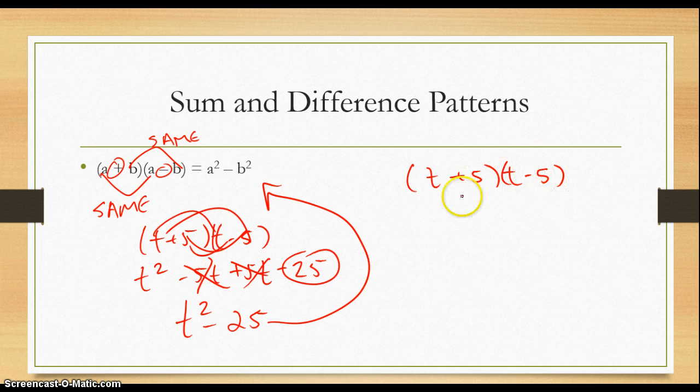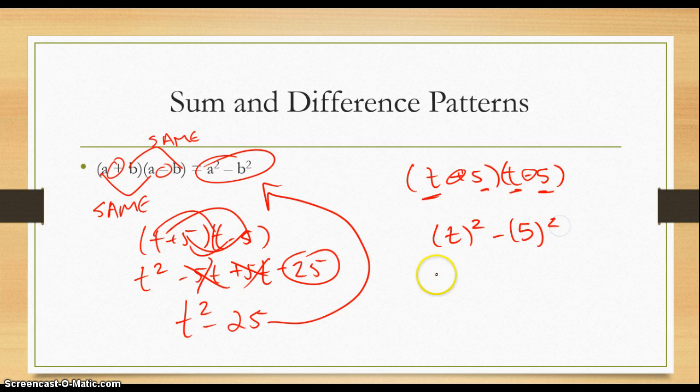look at it first. See, are my a's the same? Are my b's the same? And if the answer is yes, and our signs are plus minus, then we can automatically move to this. What this is saying is take your a, which is t, and square it. Take your b and square it. So t squared minus 25.